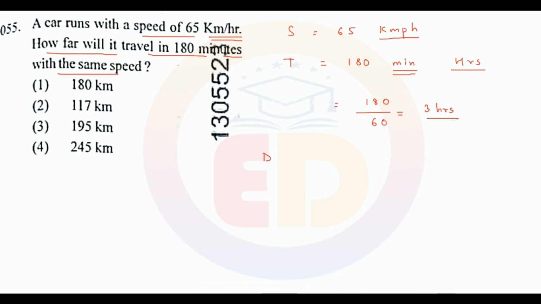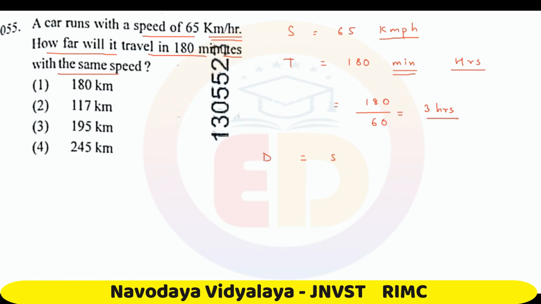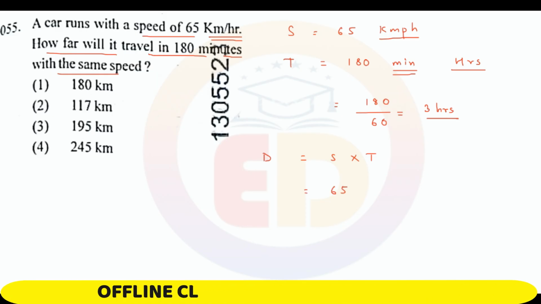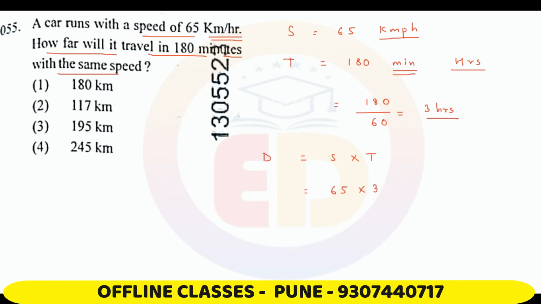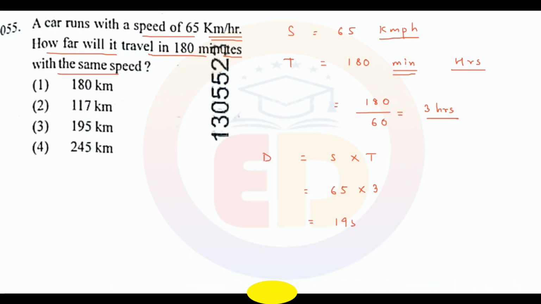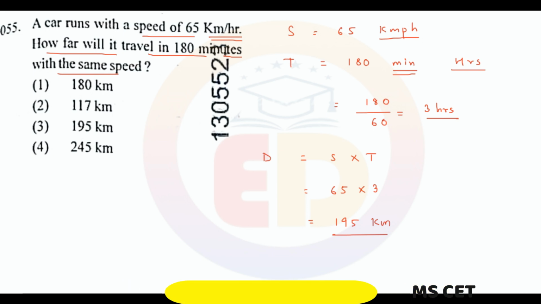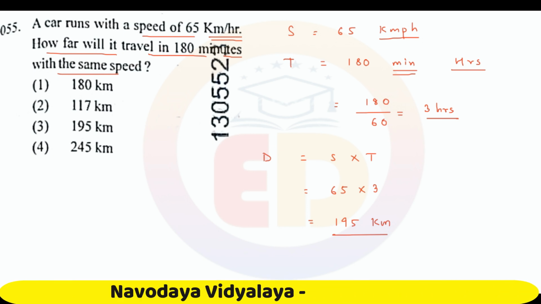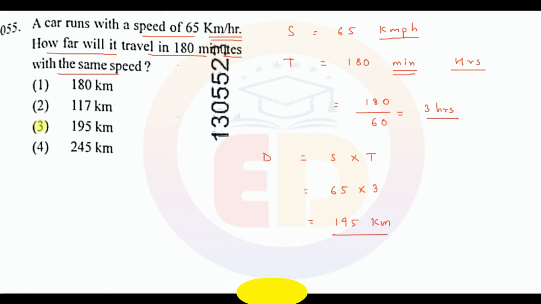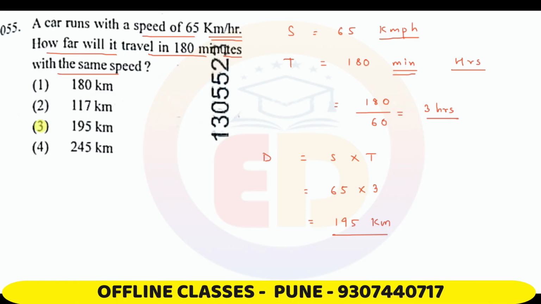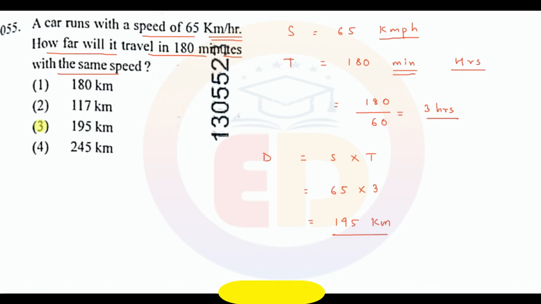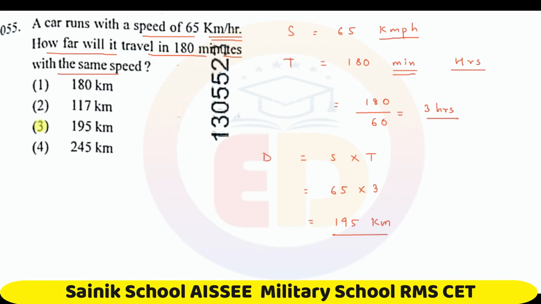The formula of distance is speed into time. Speed is 65. Time is 3 hours. Answer is 195 kilometer. Answer is option 3. Seemingly a very easy question. We have done much more difficult questions of time, speed and distance, average speed, problems based on trains and boats. This was relatively a very simple question.